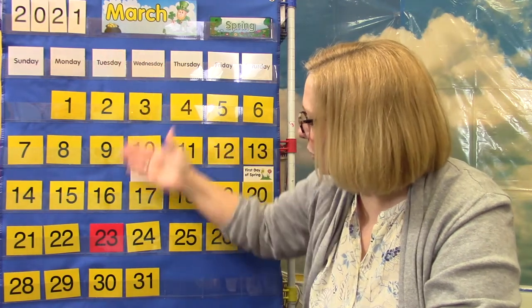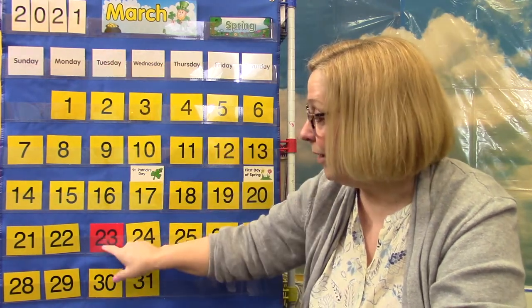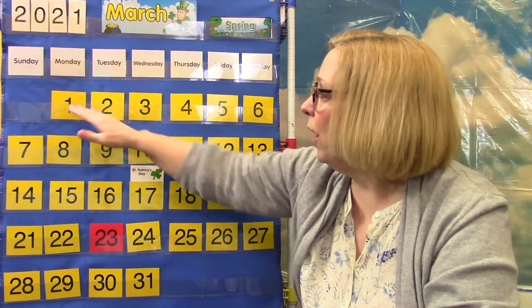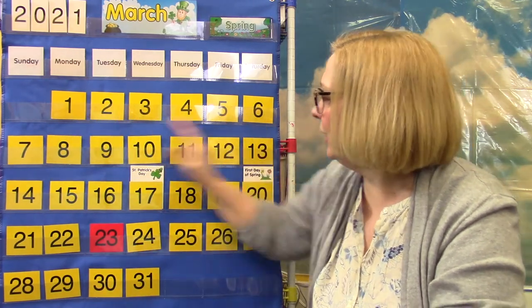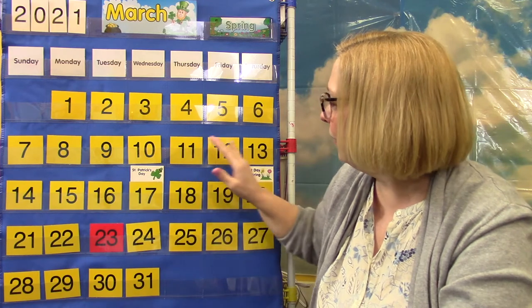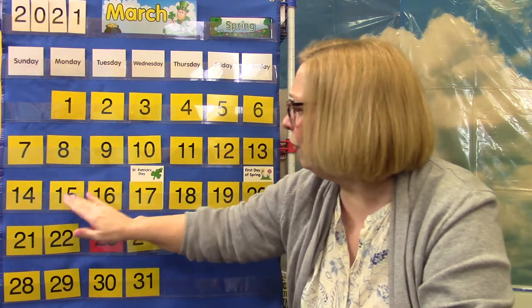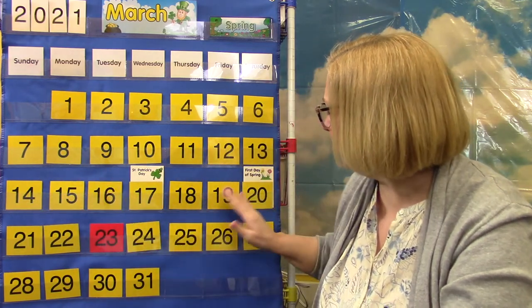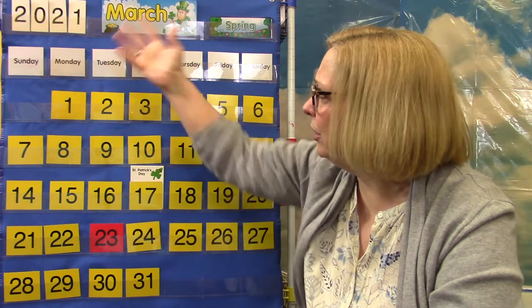So it is Tuesday, and let's count to see what number this is. Ready? 1, 2, 3, 4, 5, 6, 7, 8, 9, 10, 11, 12, 13, 14, 15, 16, 17, 18, 19, 20, 21, 22, 23. Today is the 23rd day of March, and it's still 2021 because this is only the third month, so we are just beginning this year.